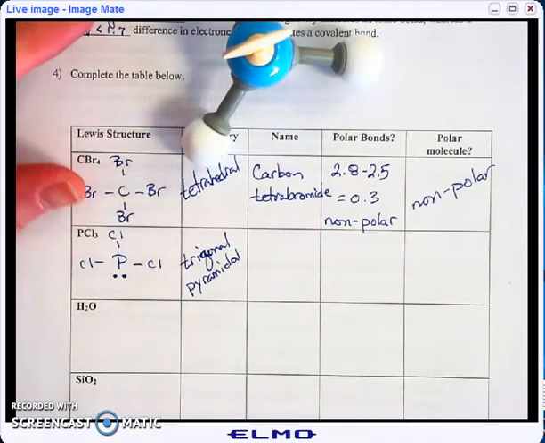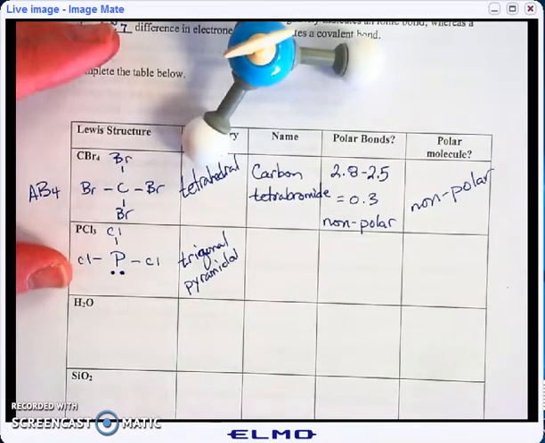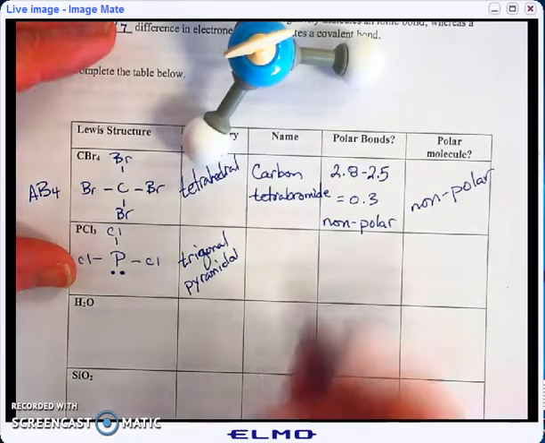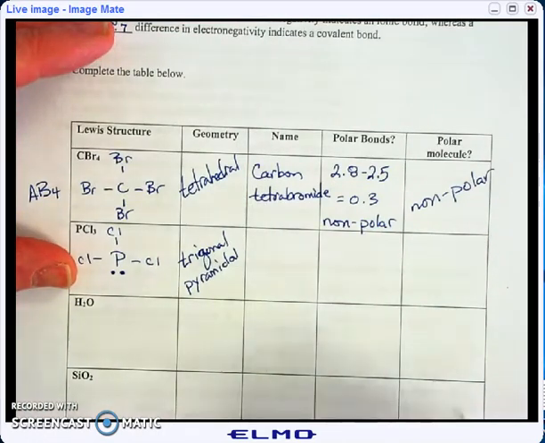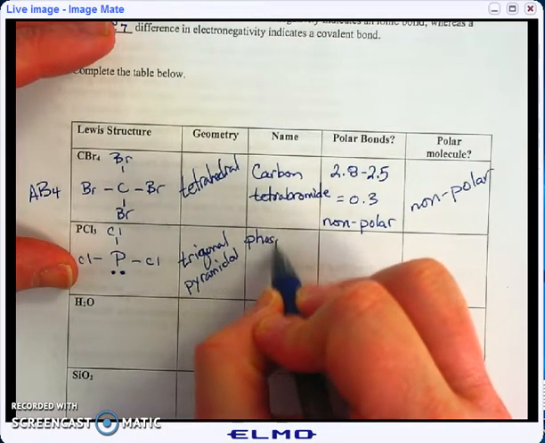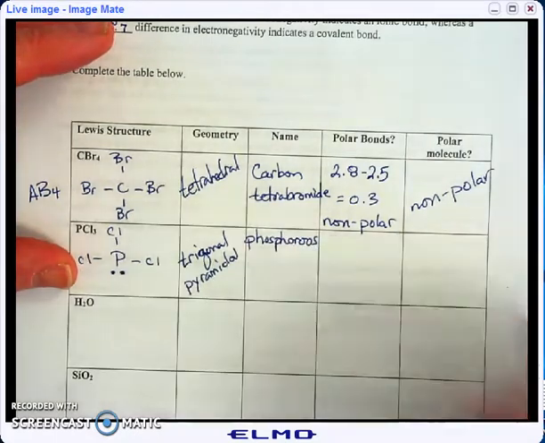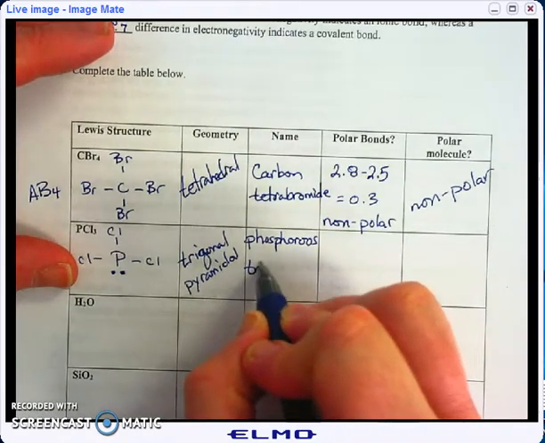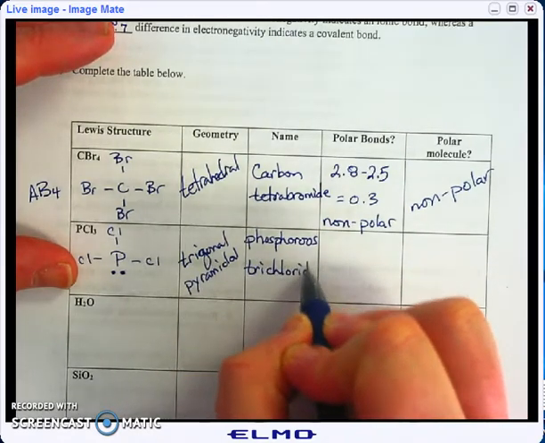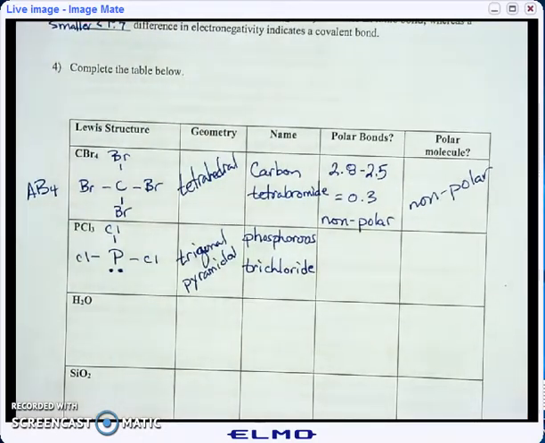Okay? The name. Whose turn was it? Brando, what's the name? Phosphorus trichloride. You need to know the prefixes. Mono, di, tri, tetra, penta, hexa. If you know those 6, you should be okay. And again, you just need to mostly be able to recognize them.